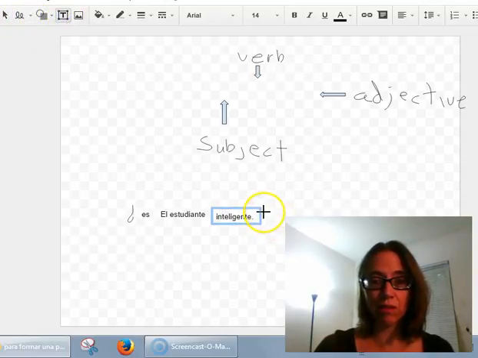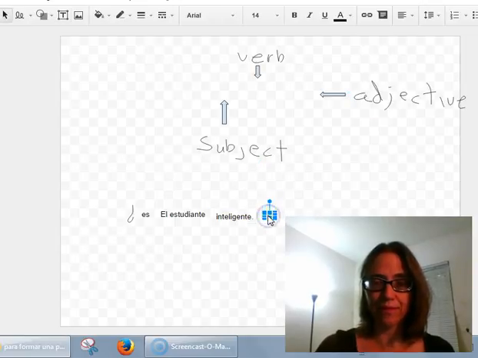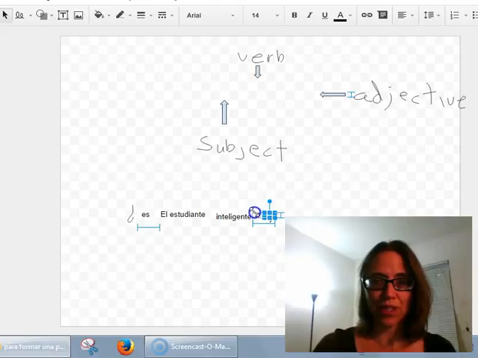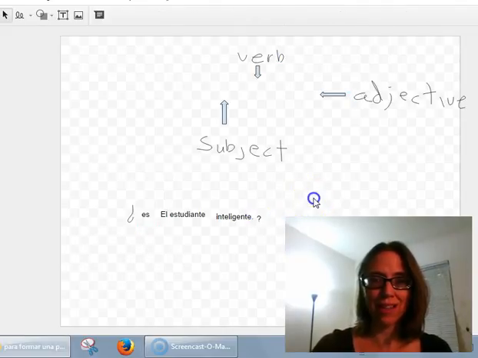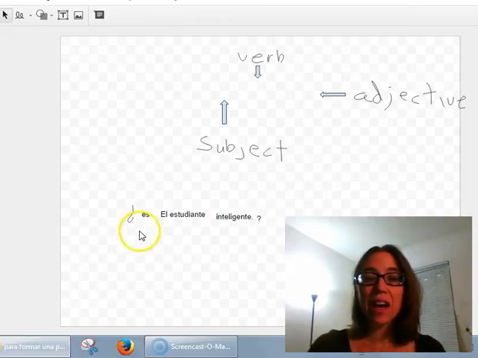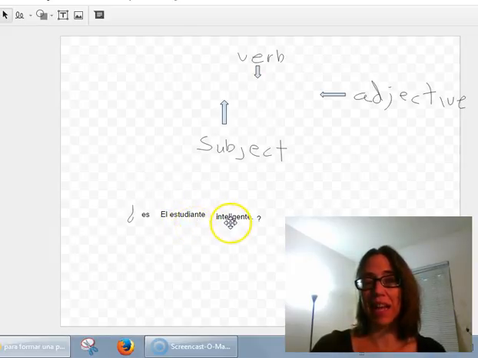So now, let's move that guy over here. Wish I could do this a little more. Okay, so ¿es el estudiante inteligente? So now we have the verb, then the student, then the adjective.